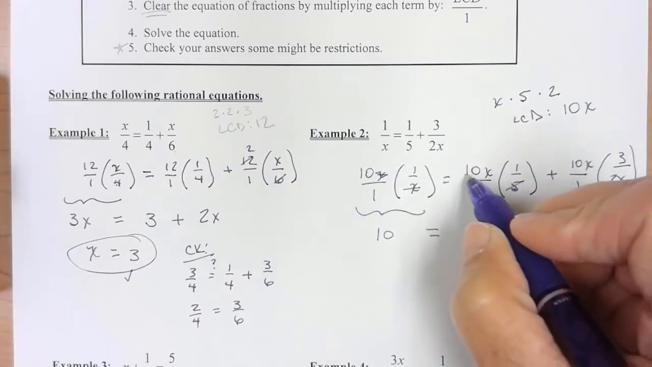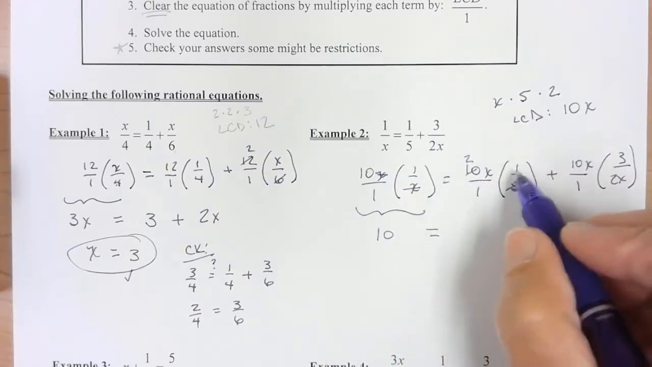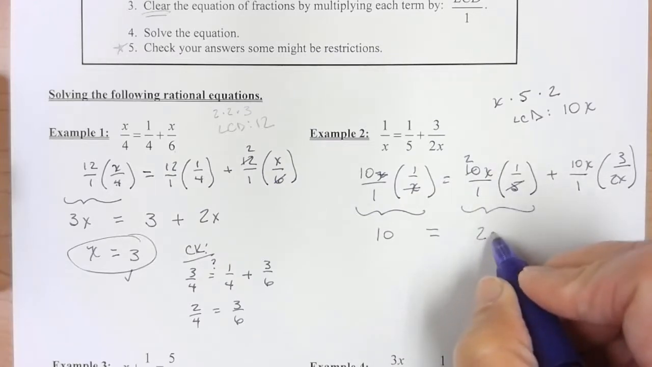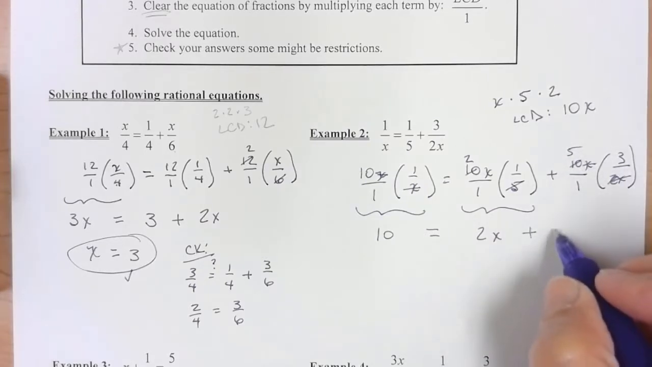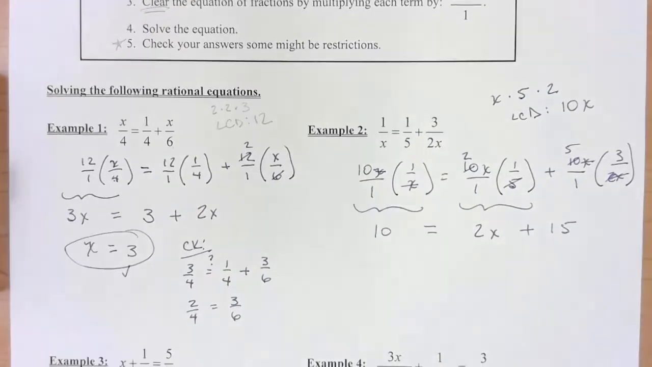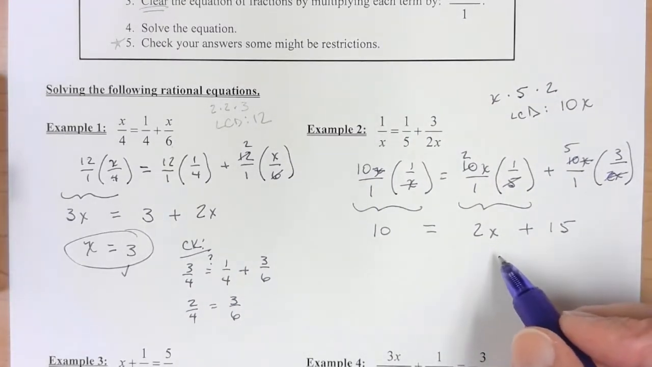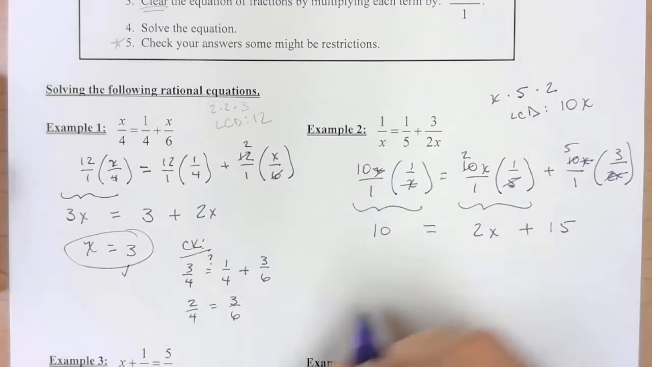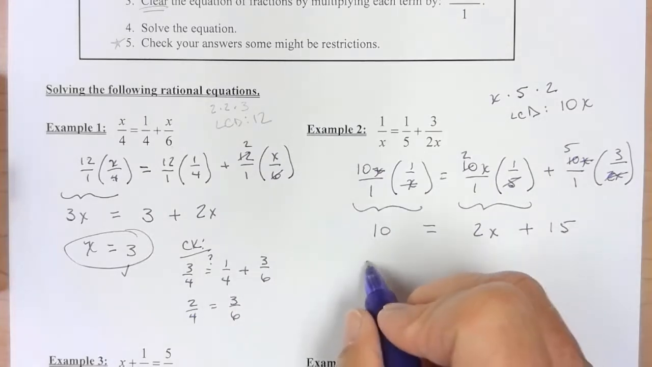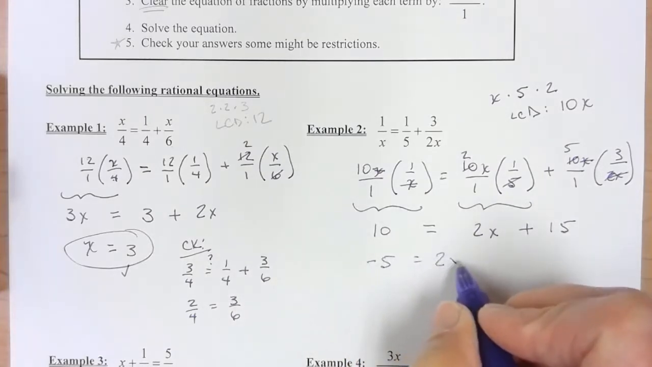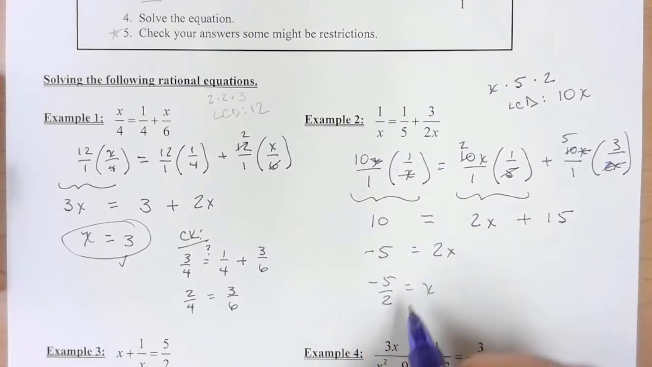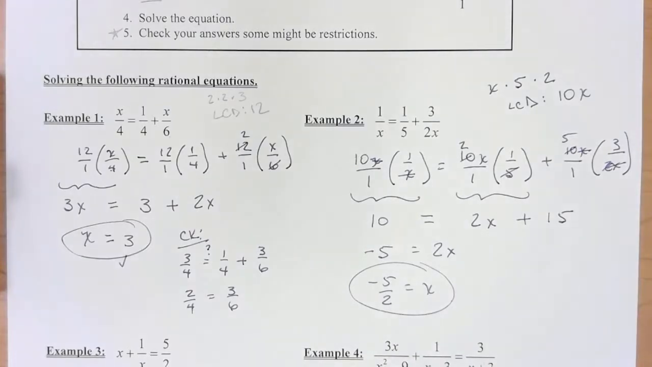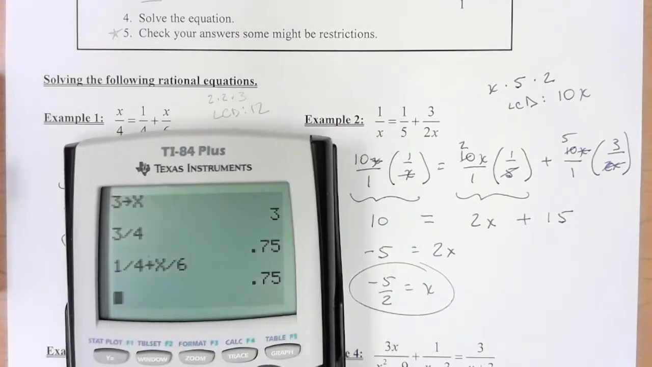equals 5 will go into 10 2 times, so I've got 2x times 1. 2 will go into 10 5 times. The x's eliminate, so I'm going to have a plus 15. So with my variable right here, I'm going to subtract 15 from both sides. Divide by 2. So I'm saying that is my answer. So let's try it.